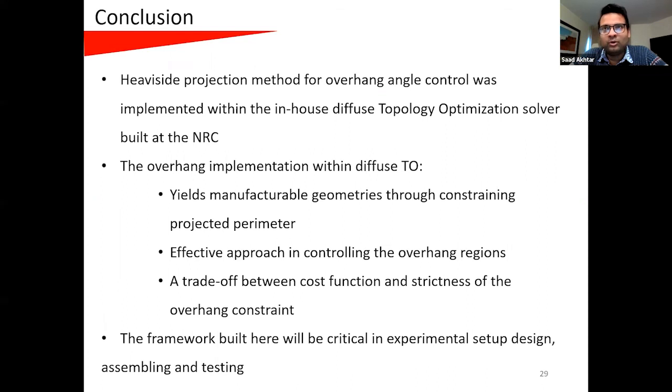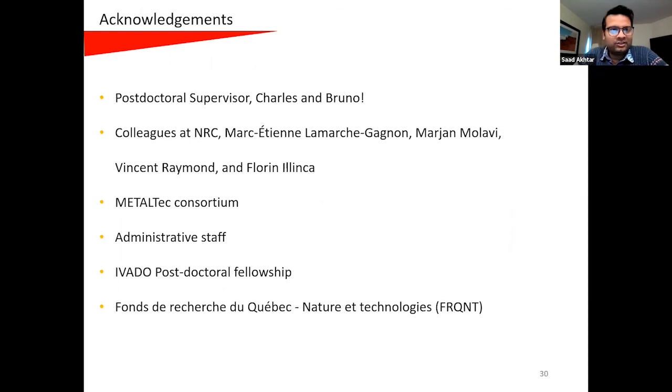But the goal was to figure out a more robust engineering range which engineers can use with their engineering judgment, and you basically use this platform to build critical experimental setup design, assembling, and testing of such molds and dies. So with that, I conclude my presentation.